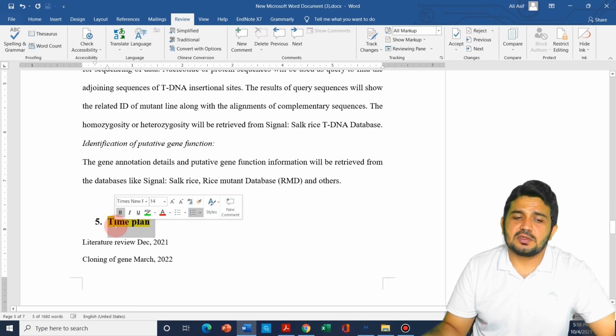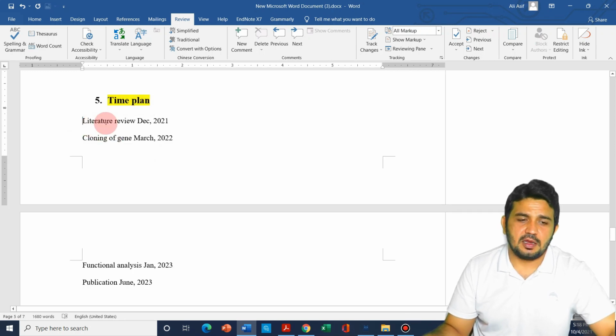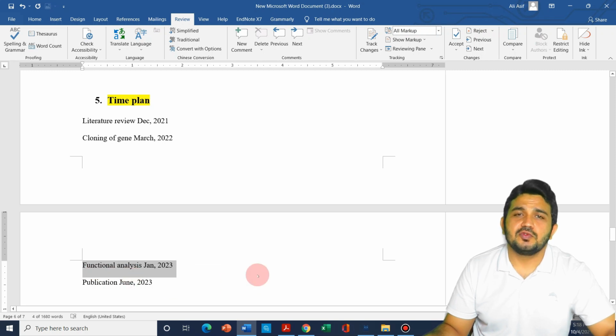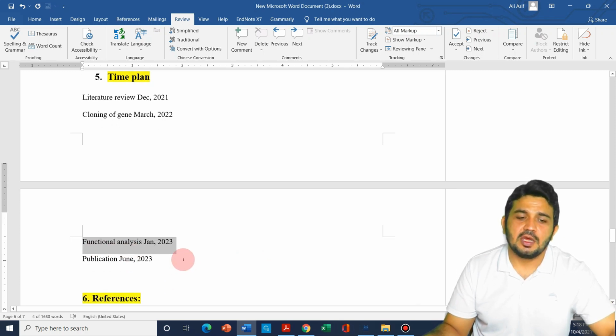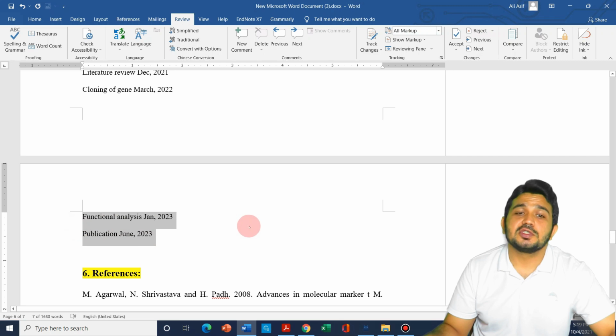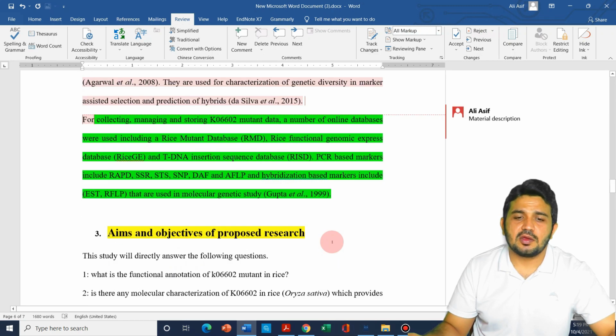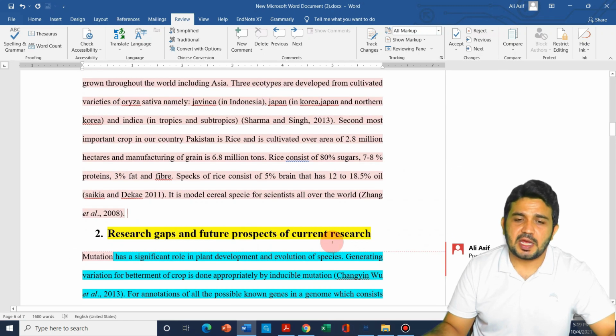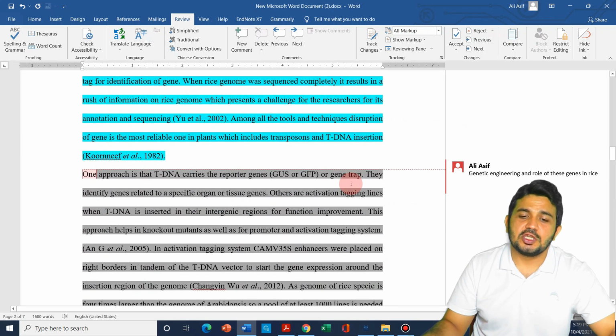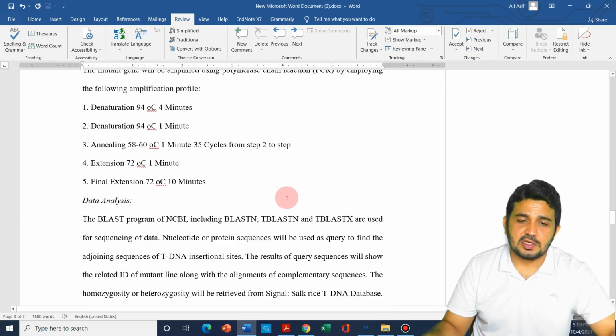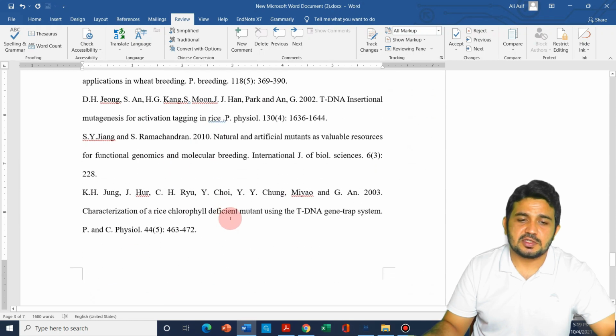And the fifth one is the most important one, the time plan. Let's suppose you will review your literature till this year, and in the next 3 months you will clone this gene, and in the next few months you will do functional analysis of this gene, and finally you are going to publish this research work. While writing all this importance and background and previous research, you need to write each line with the reference. So here are the details of references.